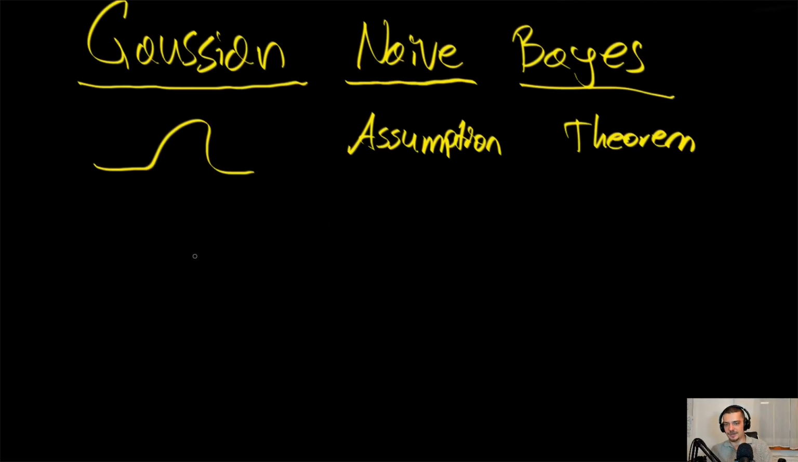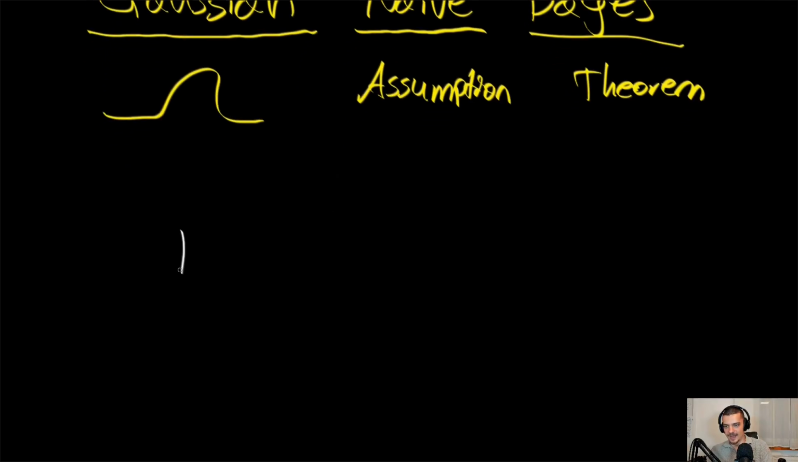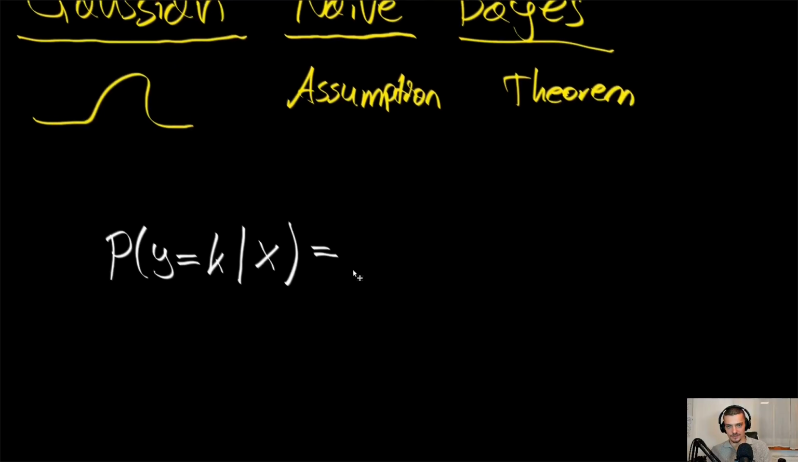So the Bayes theorem is actually quite simple. We have a probability. Let's say the probability here is that we have some class that we try to predict. We want to know what is y, what is the class of the data that I provide you with here. And the probability that this class is equal to some class k, given our input data x, is equal, according to Bayes' theorem, to the following thing.